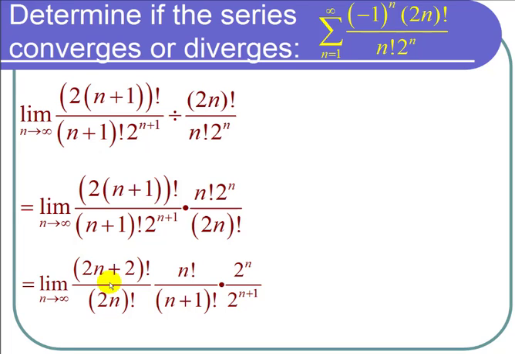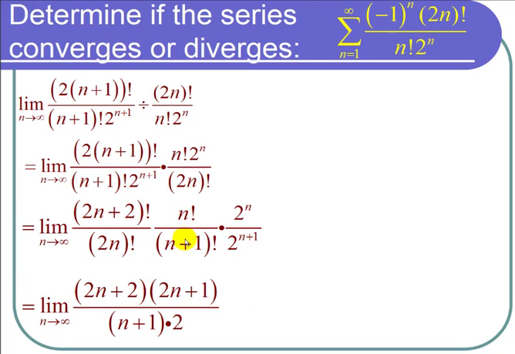Let's look at the 2n plus 2 factorial and the 2n factorial. Well, the 2n factorial multiplies all the numbers from 2n all the way down to 1. The 2n plus 2 factorial has all of those factors, but it also has 2n plus 2 and 2n plus 1. So everything cancels below 2n plus 1, and we're going to be left with 2n plus 2 times 2n plus 1.